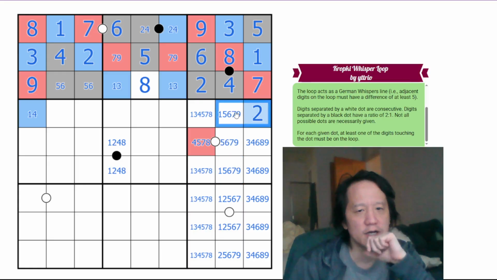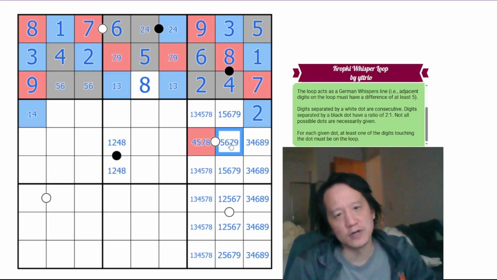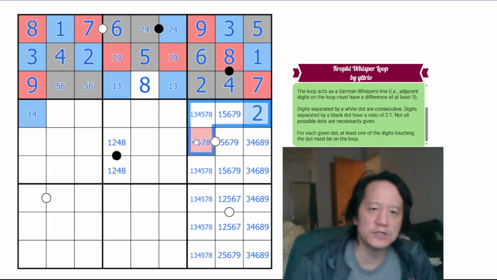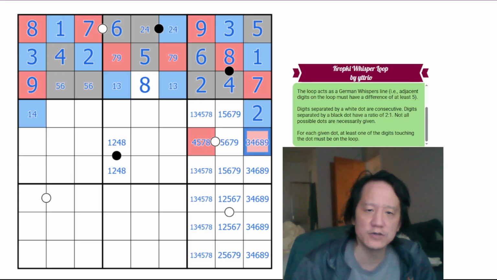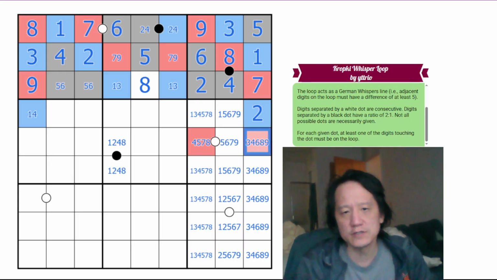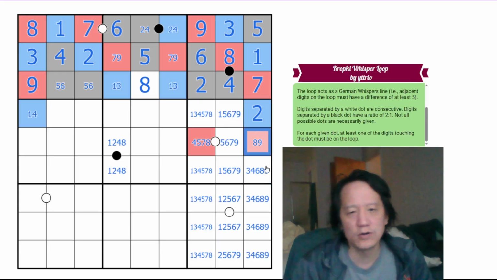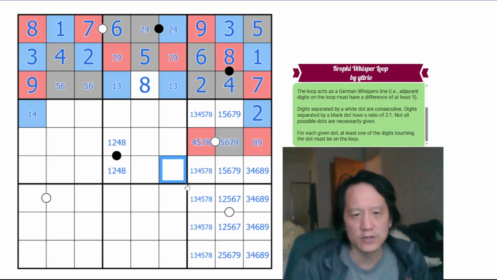So this cannot go this way because this is never on the loop. If it goes this way, it would be considered touching itself. So it cannot go that way. So it can never go this way. It has to go this way, which makes this an 8 or 9 here. It can't enter. This is not on the loop.